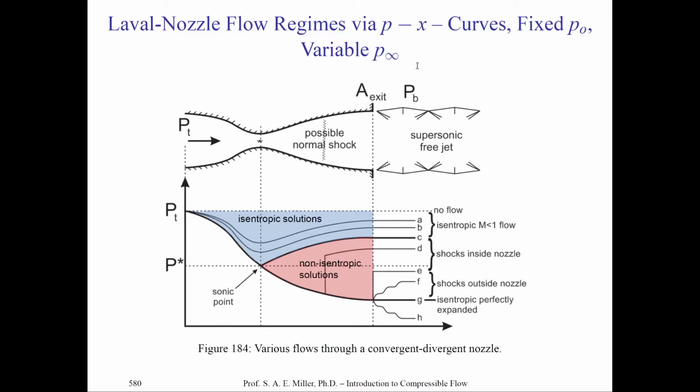Now, not exactly equal, but approximately equal in this case. And then there'll be no shocks or expansions in the nozzle exhaust. And this is the isentropic, perfectly expanded case. The condition means that P sub infinity is equal to the fully expanded pressure in the nozzle exhaust.